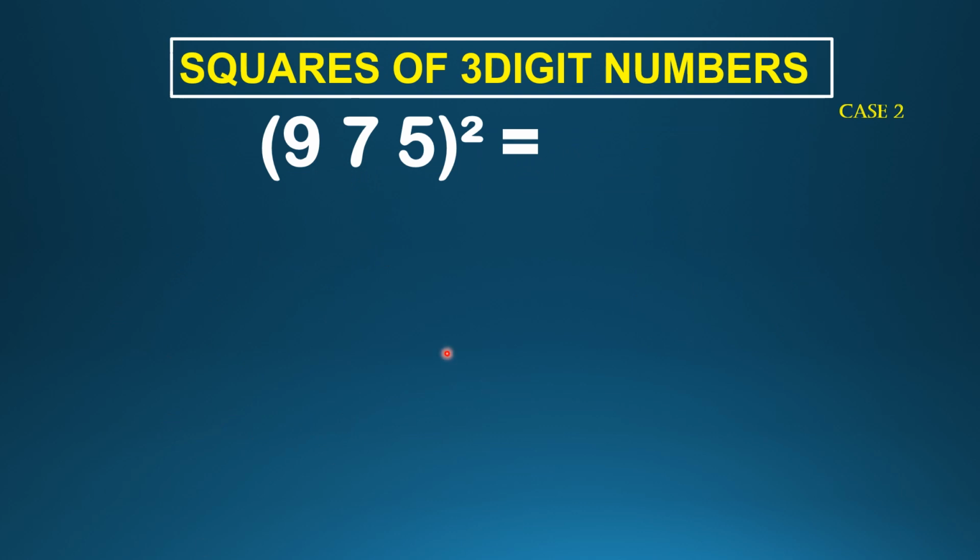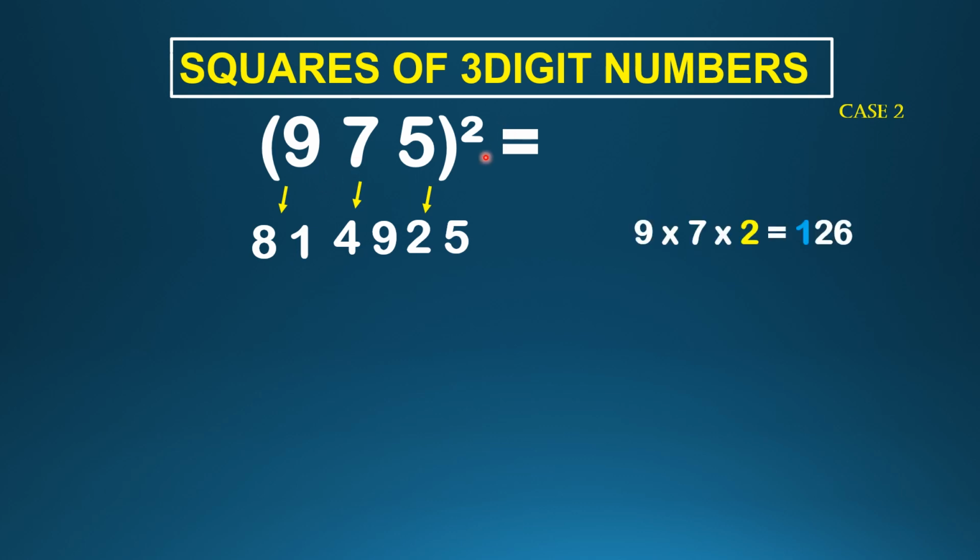Now this one 975 square, it's little different one. The procedure is the same. First 9 square, 9 9s are 81, 5 5s are 25, 7 7s are 49. Next step, first two digits 9 into 7 into power 2. 9 7s are 63, 63 2s are 126.